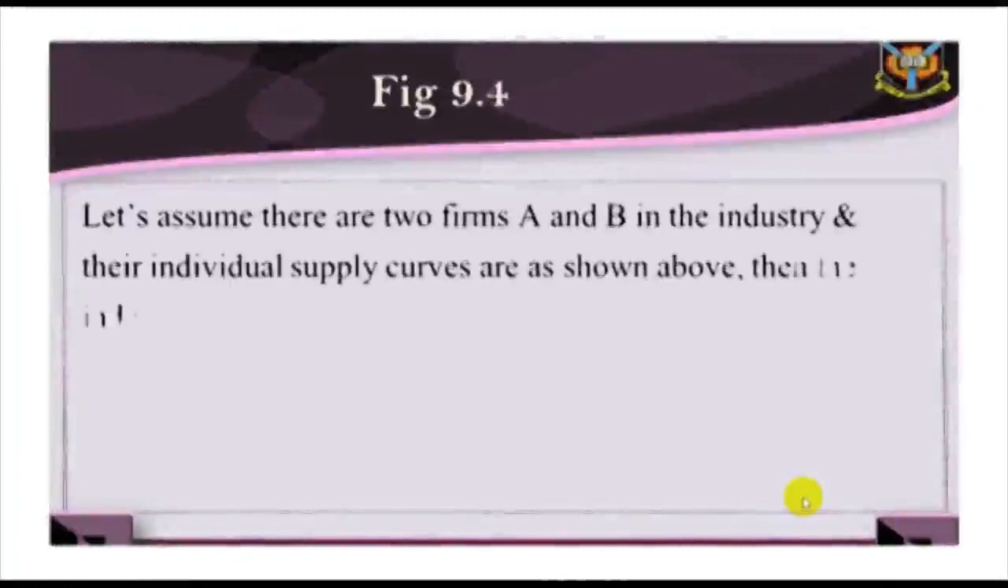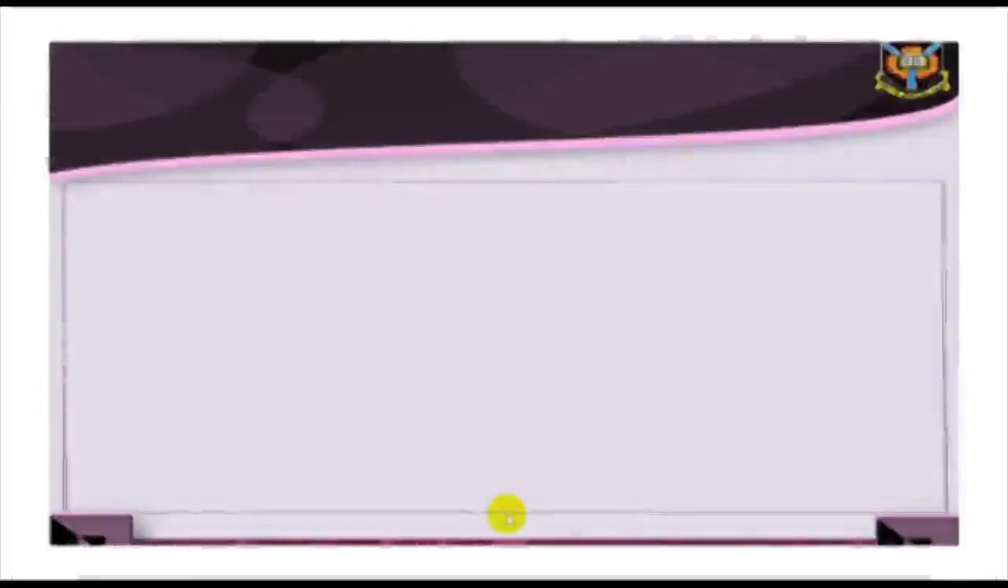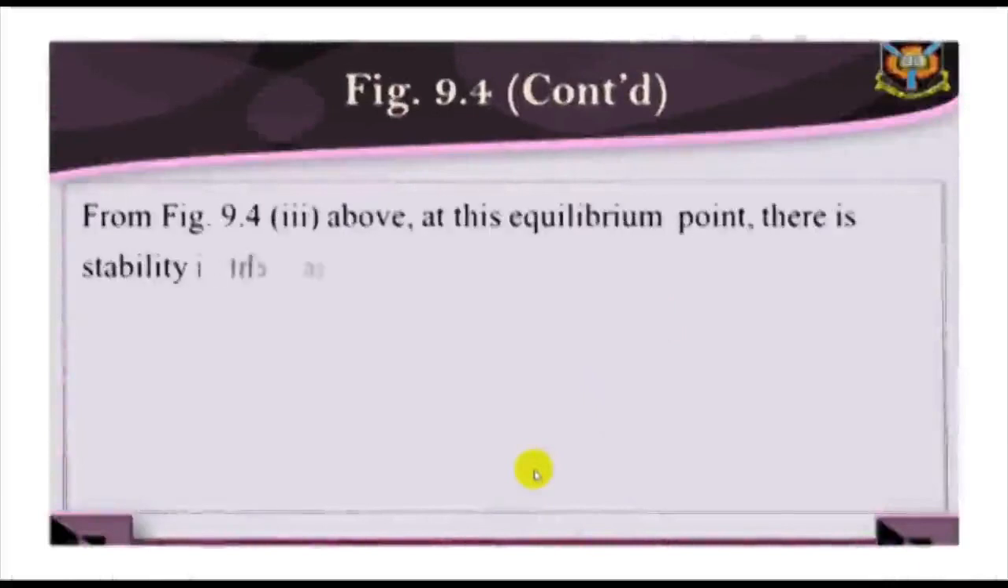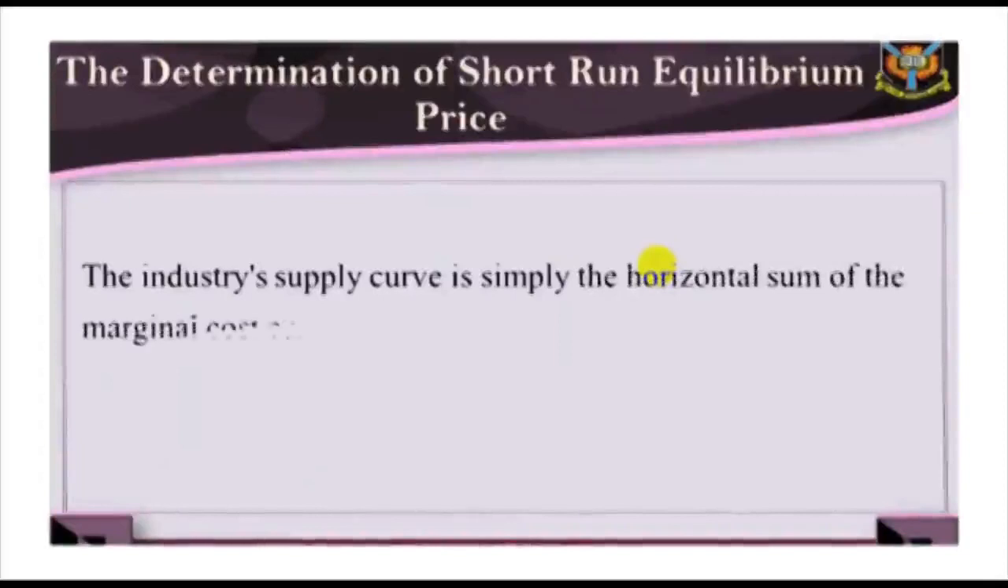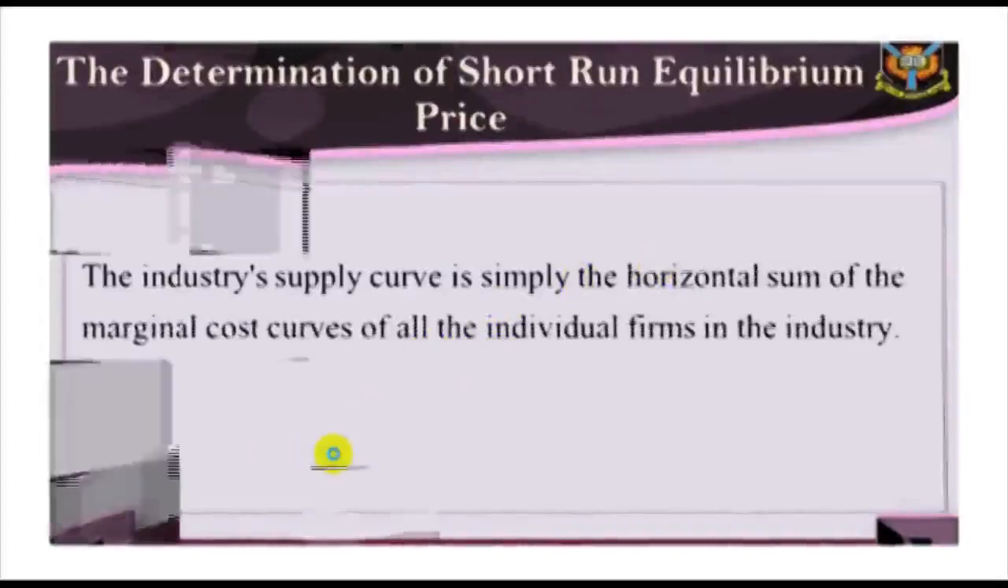Although no one firm can influence market price significantly, the collective action of all firms in the industry and the collective actions of the households together determine the market price at the point where demand and supply curves intersect. At this equilibrium point, there is stability in the market and there is no motivation to change in the short run. Also, each firm is operating at the profit maximizing point at which its price is equal to its marginal cost.